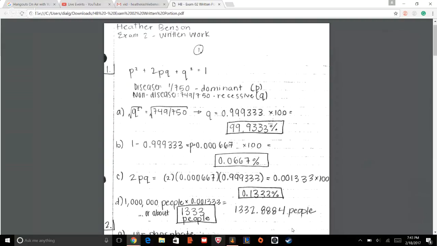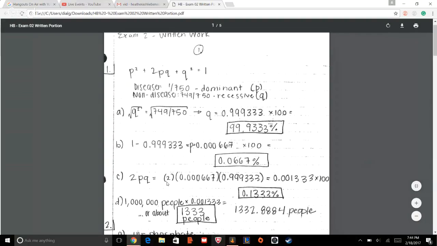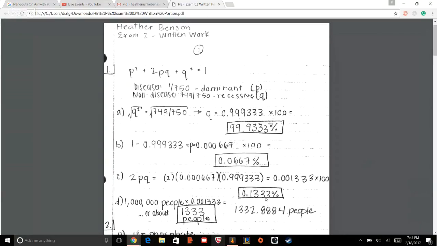And so what we do for that is we use 2pq from the Hardy-Weinberg equation, which is 2 times p times q equals 0.001333 times 100 equals 0.133% of the population are heterozygous individuals.